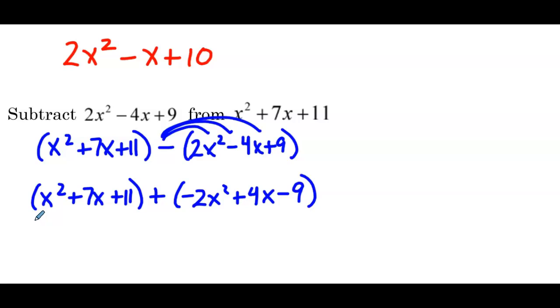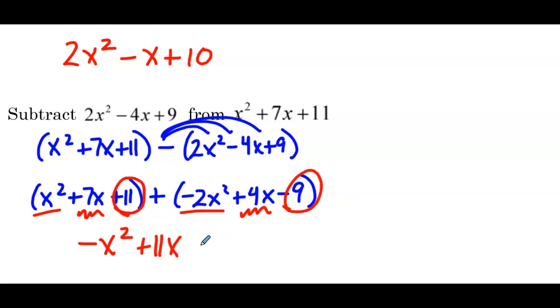Now, we're looking to identify our like terms and combine them. So we have an x squared and negative 2x squared. So that's going to be negative x squared. We have plus 7x plus 4x, which is plus 11x. And then constant terms, we have plus 11 minus 9 is going to be plus 2. And there we have our final answer.